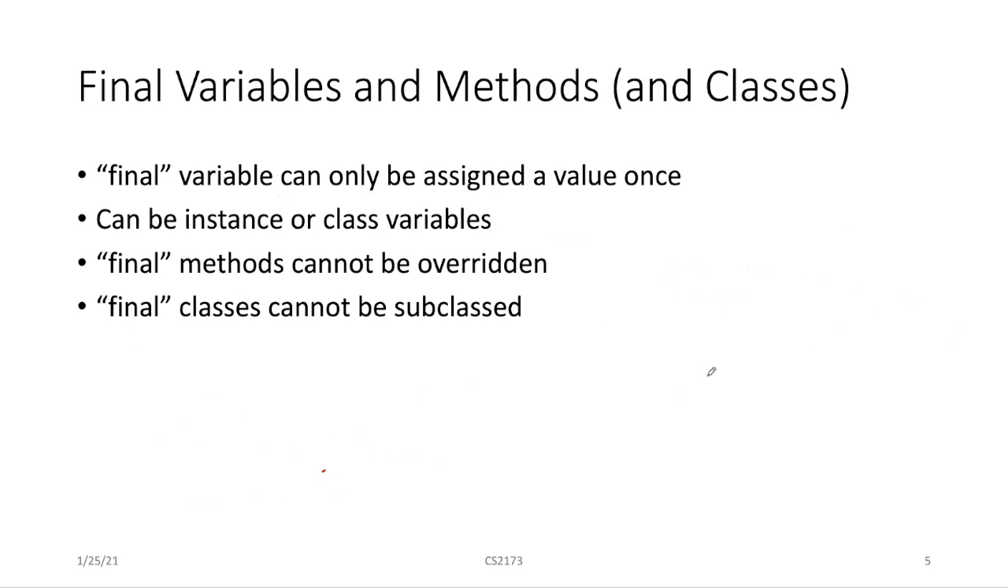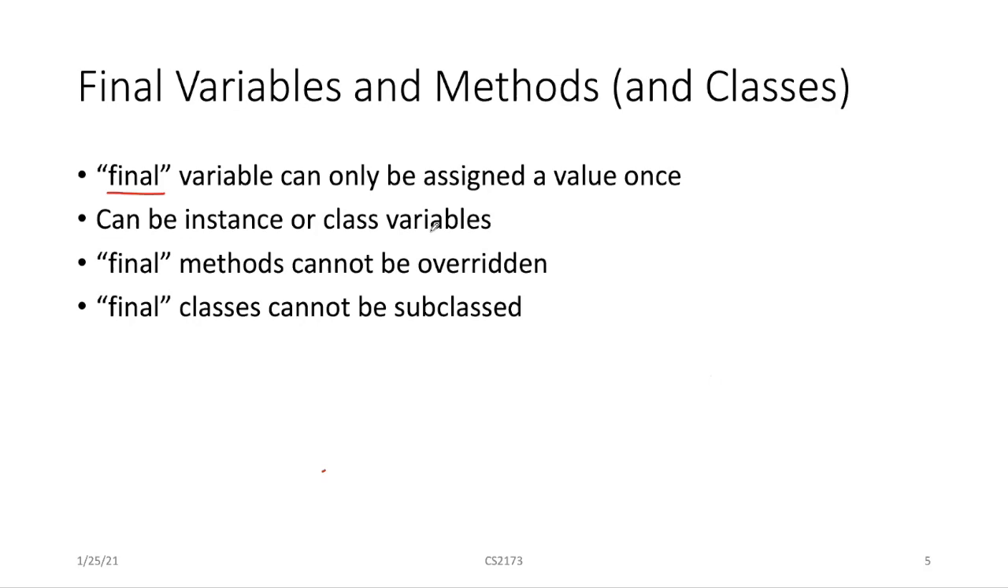Okay, final variables. I don't know if you've noticed that sometimes NetBeans suggests that you make a variable final. It's not always right about that, but sometimes it is. So what is a final variable? Well, a final variable can be an instance or a class variable. Final is actually well named, because a final variable can only be assigned a value once and only once.